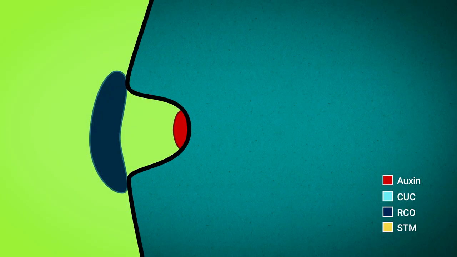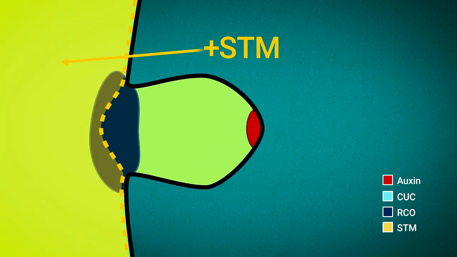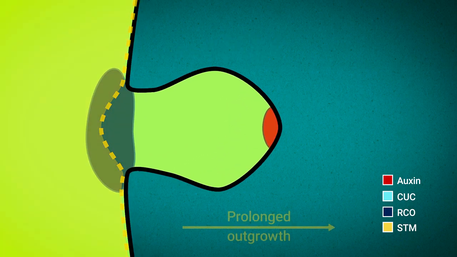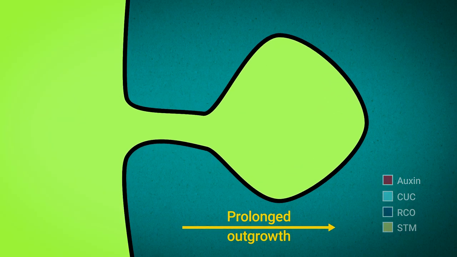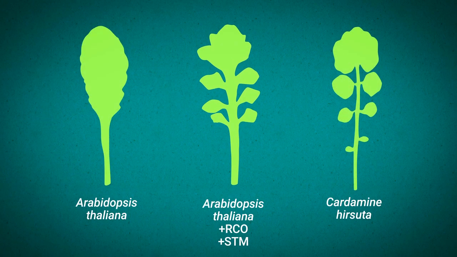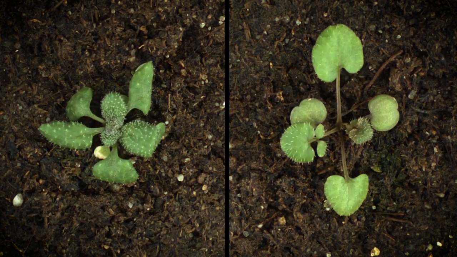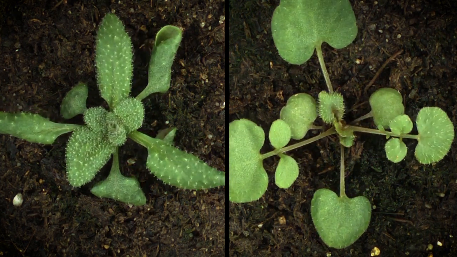The other gene is called STM and acts more broadly. While it likewise represses growth, STM also prolongs it. This allows outgrowths to grow longer, giving rise to large leaflets. Both genes make leaf shape more complex, but act very differently on growth.